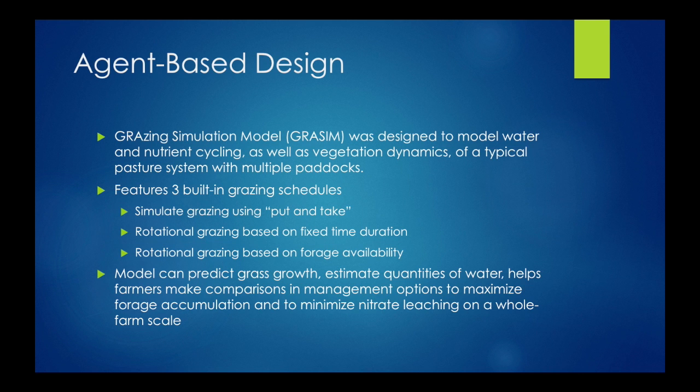In our system, it's an agent-based design. The Grazing Simulation Model, or GRASM, is designed to model water and nutrient cycling as well as vegetation dynamics of a typical pasture system with multiple paddocks. It features three built-in grazing schedules. One simulates grazing using a put and take method. The other is rotational grazing based on a fixed time duration. And the final is rotational grazing based on forage availability. So the model can predict grass growth and estimate the quantities of water. It also helps farmers make comparisons and management options to maximize forage accumulation while minimizing nitrate leaching on a whole farm scale.